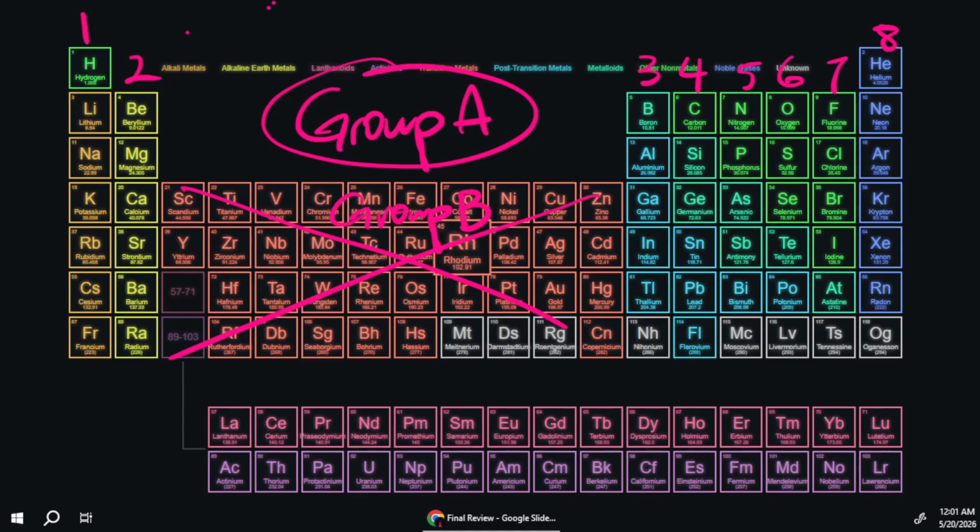So for group A, it's going to help us count the valence electrons. So right here, hydrogen will have exactly 1 valence electron. Be will have 2 valence electrons, 1, 2. B will have 3 valence electrons. So just looking at the periodic table, you can really quickly sketch out the structure of any element, okay?